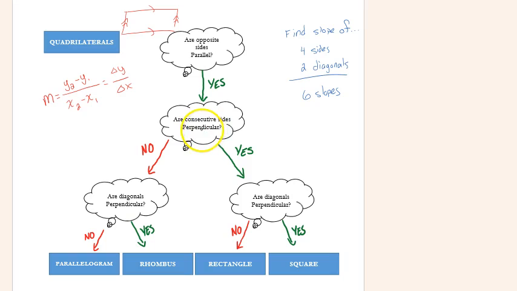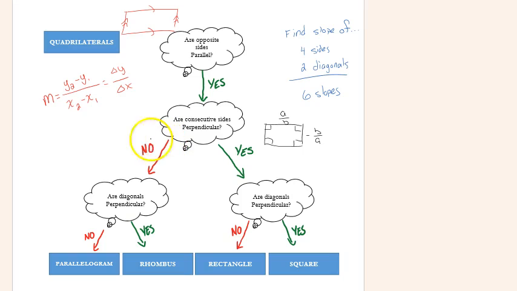The second question: are your consecutive sides perpendicular or not? So what does that look like? If they're perpendicular, that means all 4 of these are right angles. That means your slopes here are opposite reciprocals. If this is A over B, this is the opposite of B over A. And then these are the same, and these two are the same.